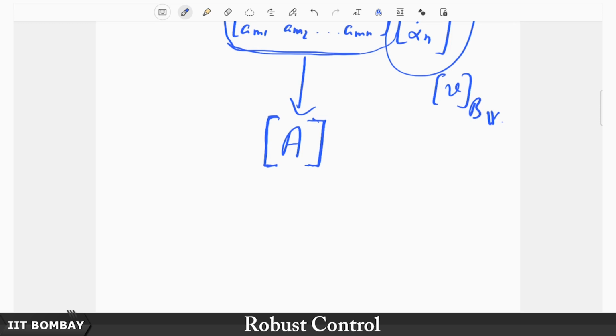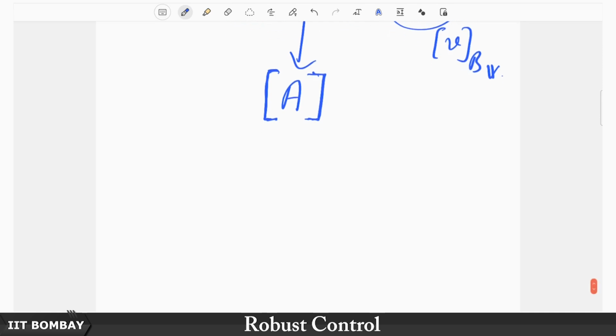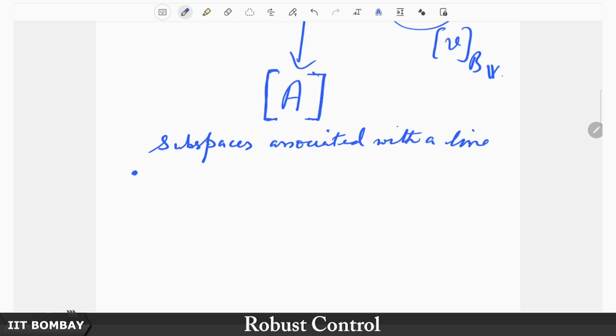Some of the important properties are some important subspaces associated with a linear map. So, the first important subspace that you will associate with a linear map, let us just give it a heading: subspaces associated with a linear map. So, the first important subspace associated with a linear map would be the image.